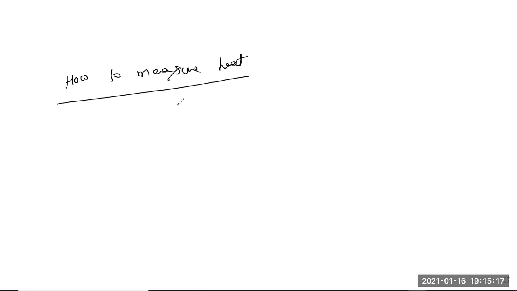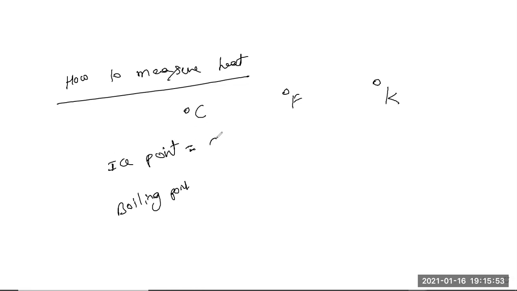To measure what temperature the body is at, scientists gave some scales: degrees Celsius, the Fahrenheit scale, and also the Kelvin scale. There are 2 points: one is the ice point and the other is the boiling point. The ice point is where water melts or becomes solid. For water it is 0 degrees Celsius. I am taking only water.